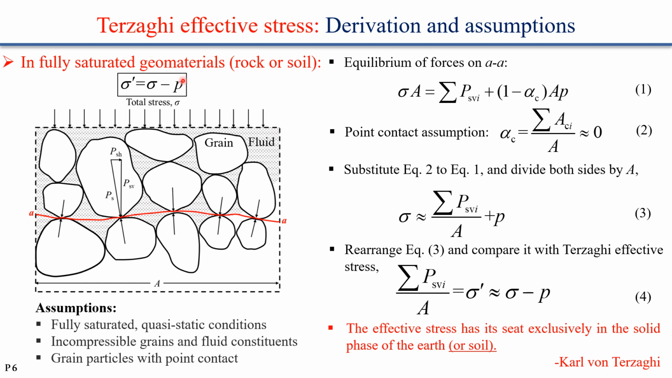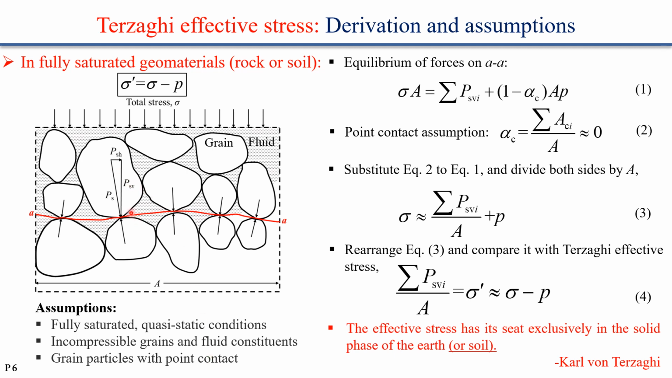Although at its first proposal, Terzaghi effective stress is empirical, it could also be derived theoretically based on certain assumptions. Here in fully saturated geomaterials, like rock or soil, their grains are packed together, fully saturated with fluid, under quasi-static conditions. Both grains and fluid constituents are assumed incompressible, and the grain particles are with point contact.